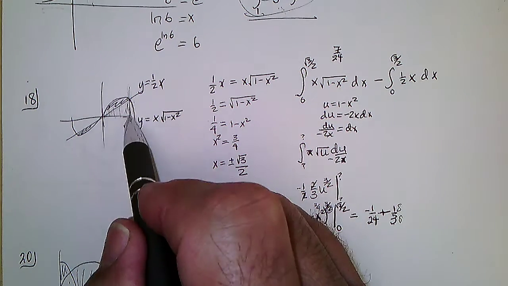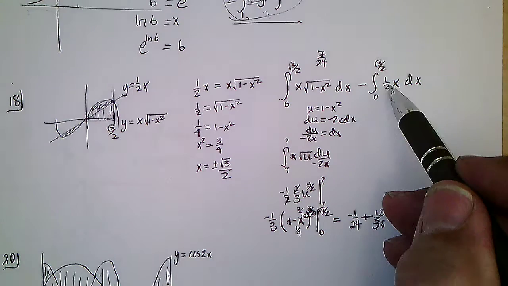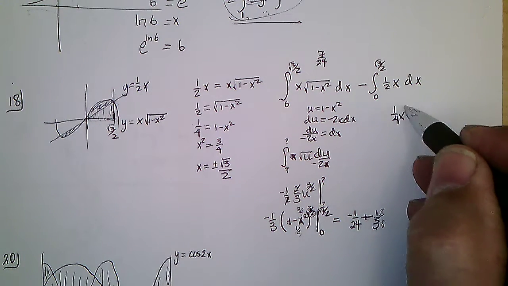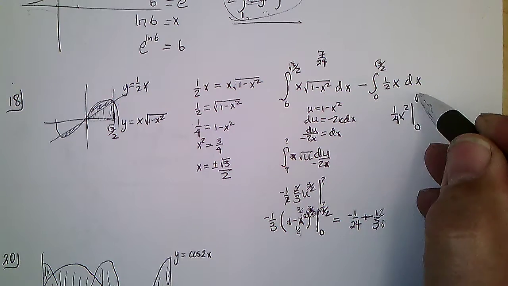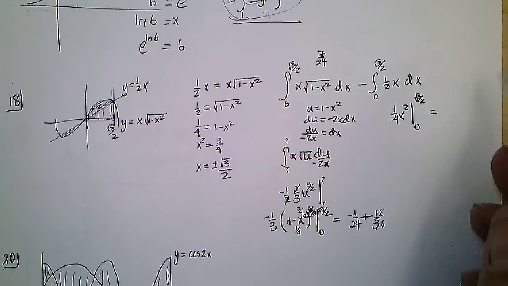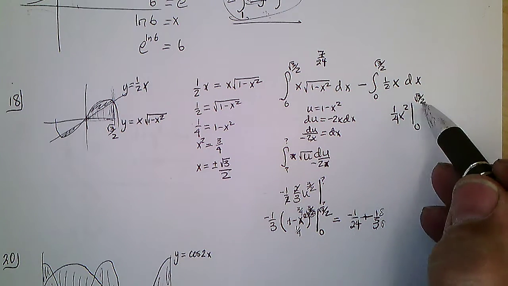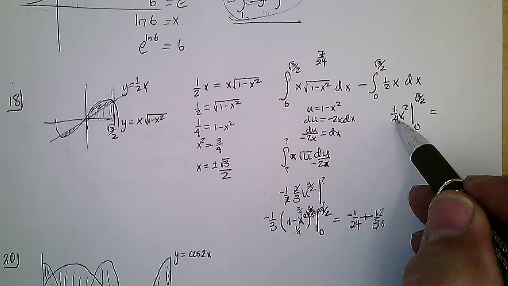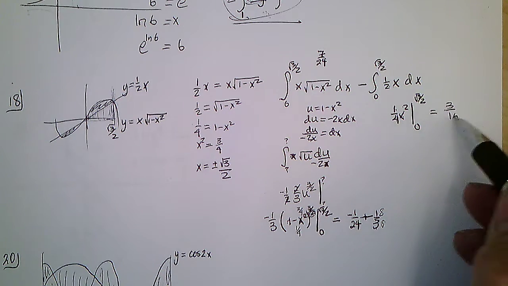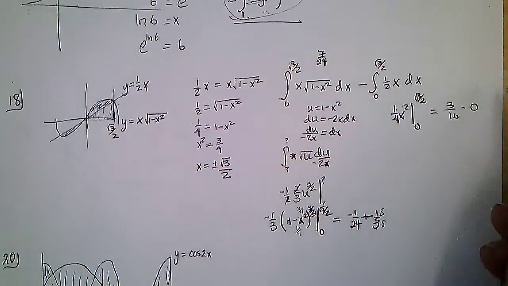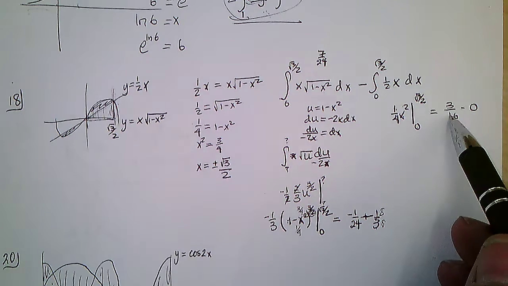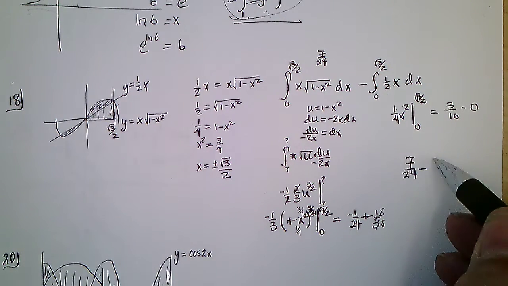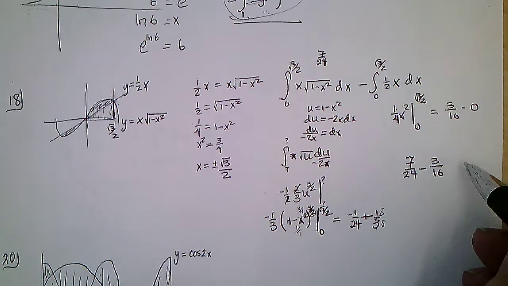And then I have to subtract this area, which is this. The integral of that is going to be 1/4 x squared evaluated from 0 to square root of 3 over 2. Square root of 3 over 2 squared is 3/4 times 1/4 is 3/16 minus 0. So the area down here is 3/16. So I have 7/24 minus 3/16.